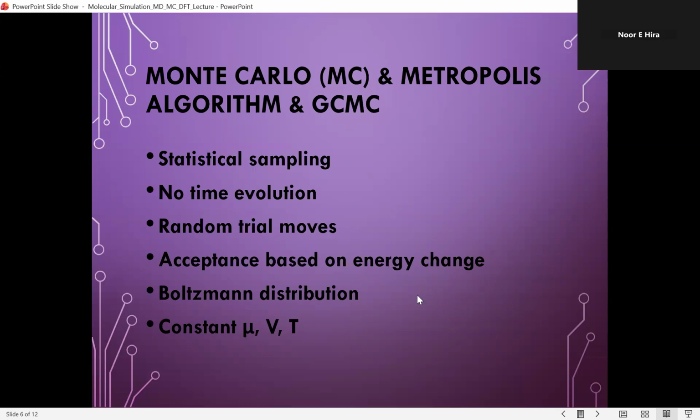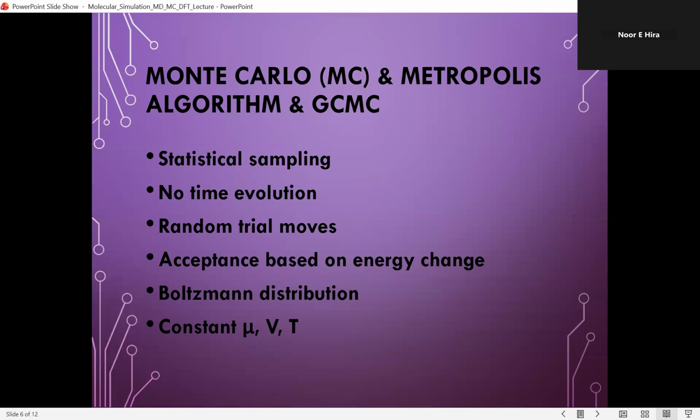Monte Carlo is a statistical sampling technique and does not involve time evolution. Instead of following atomic motion, Monte Carlo explores the configurational space of a system using random trial moves such as particle displacement, insertion, or deletion. So it is random statistical sampling.